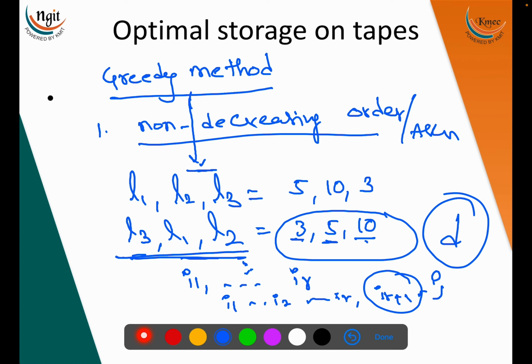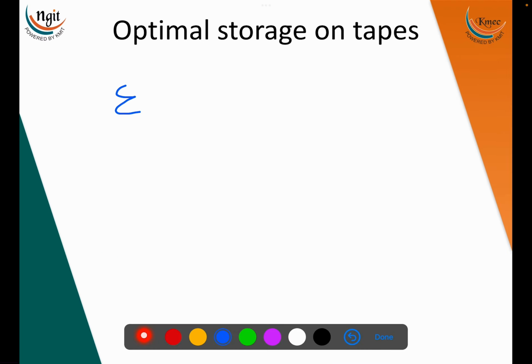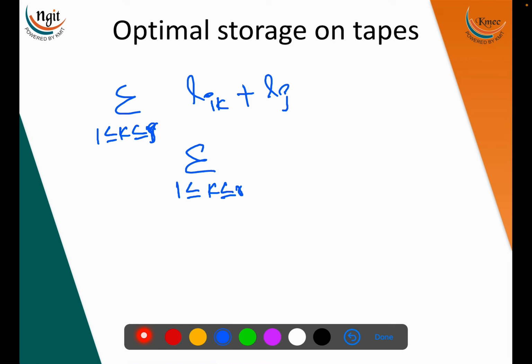This increases the D value by the sum over 1 less than or equal to K less than or equal to R of LIK, plus LJ. Since the sum over 1 less than or equal to K less than or equal to R of LIK is fixed and independent of J, we trivially observe that the increase in D is minimized if the next program chosen is one with the least length from among the remaining programs.